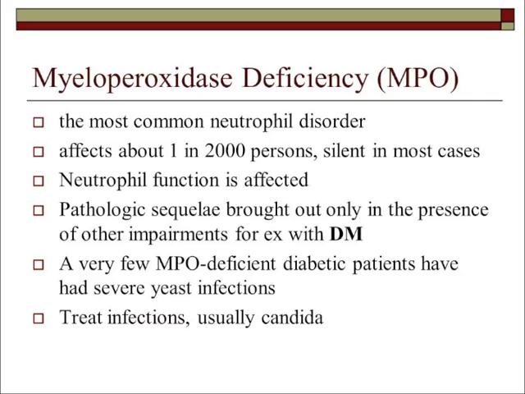It usually doesn't cause any problems unless there's a secondary immune disorder, and it's usually been associated with diabetics. So if you're a diabetic and you have this deficiency, then you may present with worsening infections, so recurrent candidal infections. But not a whole lot to do. You just treat the candidal infections. There's no prophylaxis or anything for these people. So that's myeloperoxidase deficiency, and you just look for myeloperoxidase.